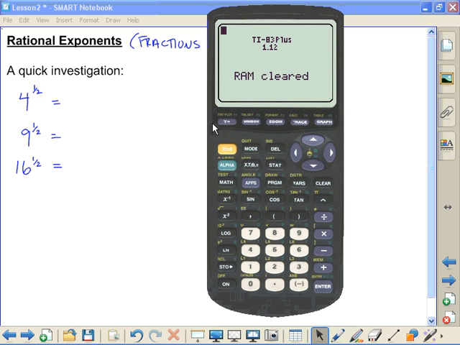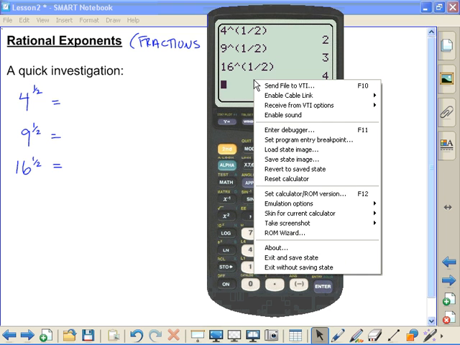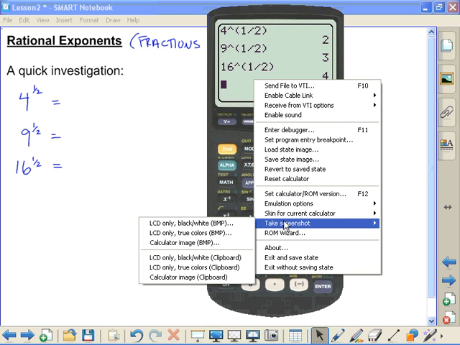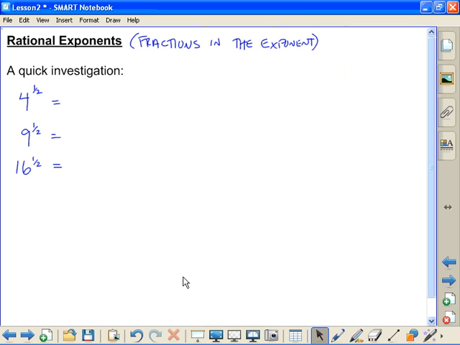So if we go ahead and do that, 4 to the exponent bracket, and with the calculator I'll go 1 divided by 2. That's equal to 2. 9 to the exponent 1 divided by 2 is a 3, and 16 to the exponent 1/2 is 4. So I'm going to do a quick screenshot here. Let's copy the clipboard. Let's paste it. Here we go. So we have our investigation results right here. Okay, so that's our investigation.